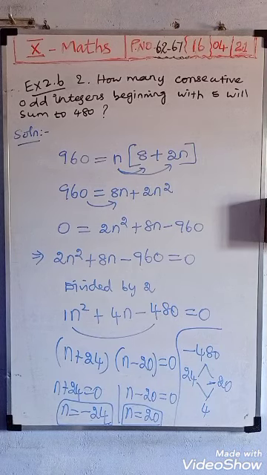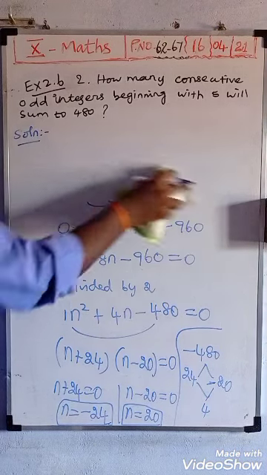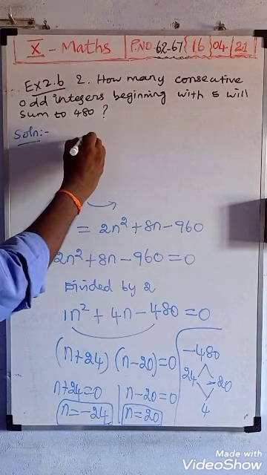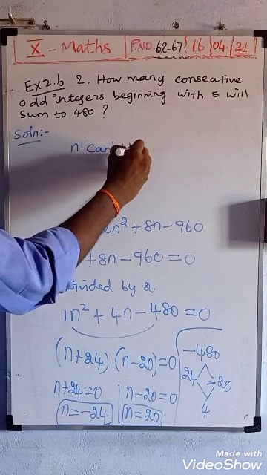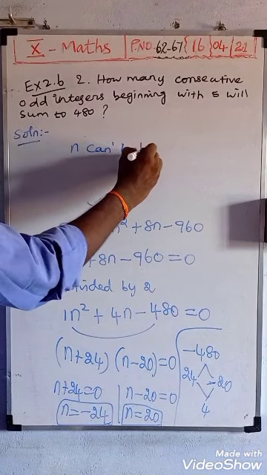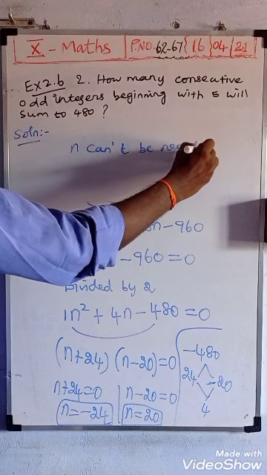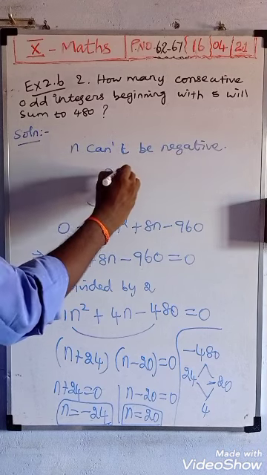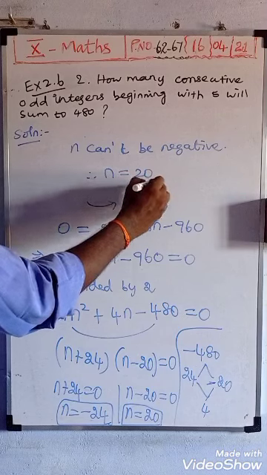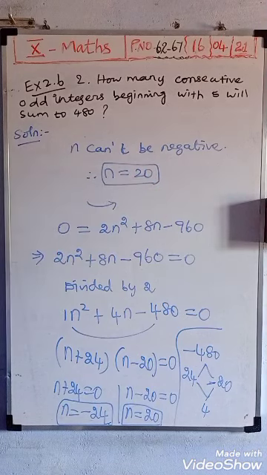here n should not be considered negative, because it is a sum of the consecutive odd integers, so n can't be negative. Therefore n is equal to 20. Therefore here 5 plus 7 plus 9 plus up to 20 terms should be added. We will receive the answer 480.